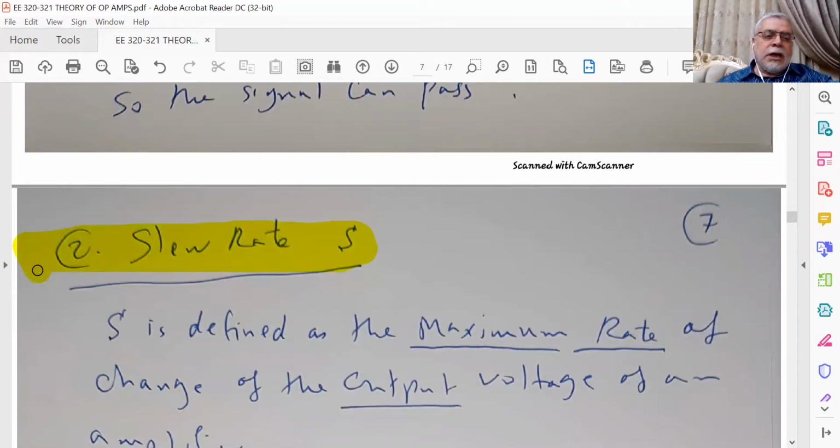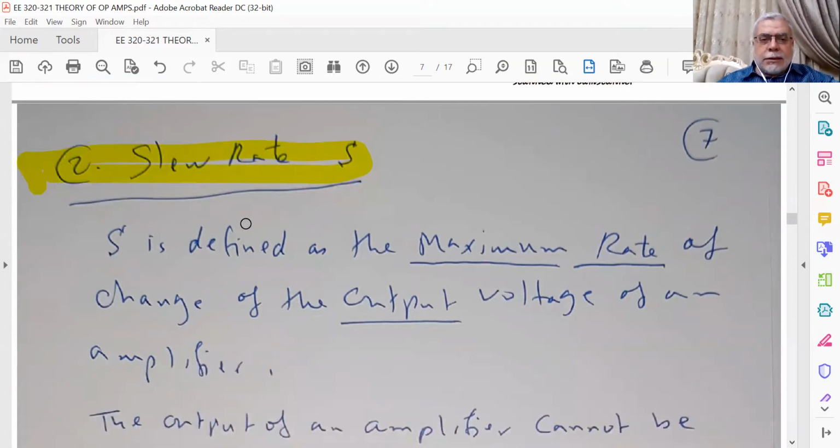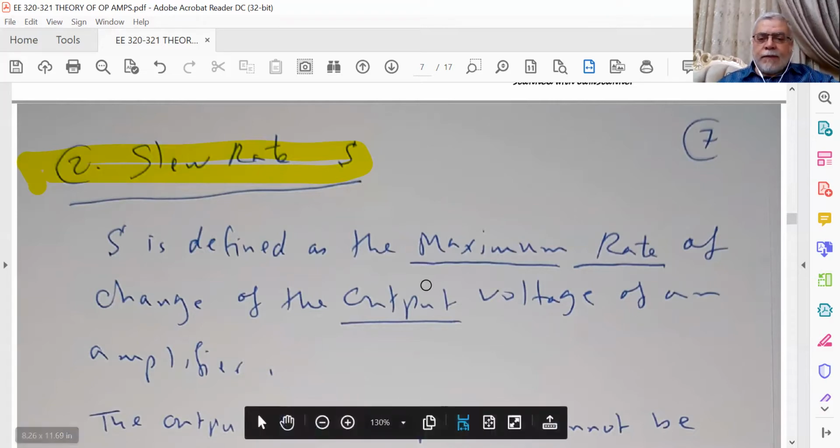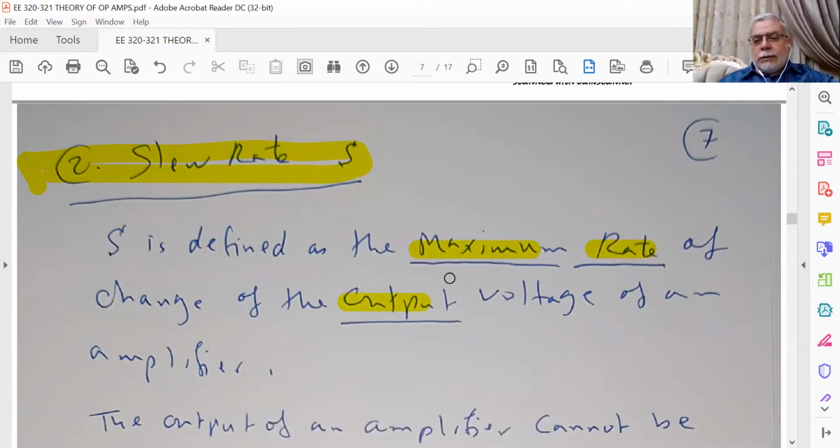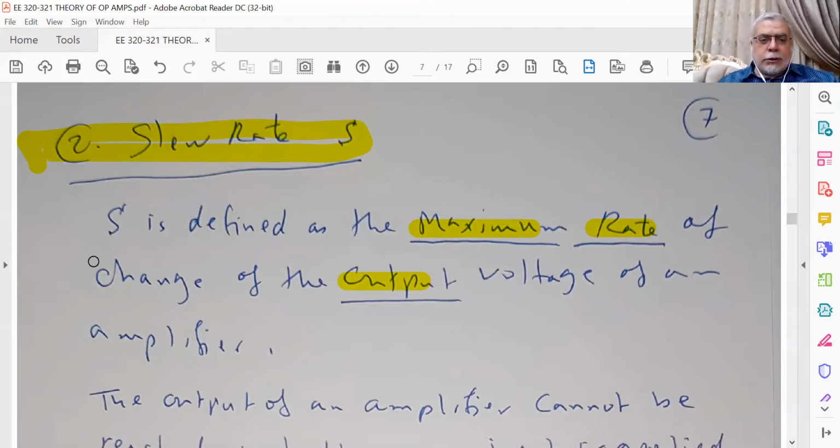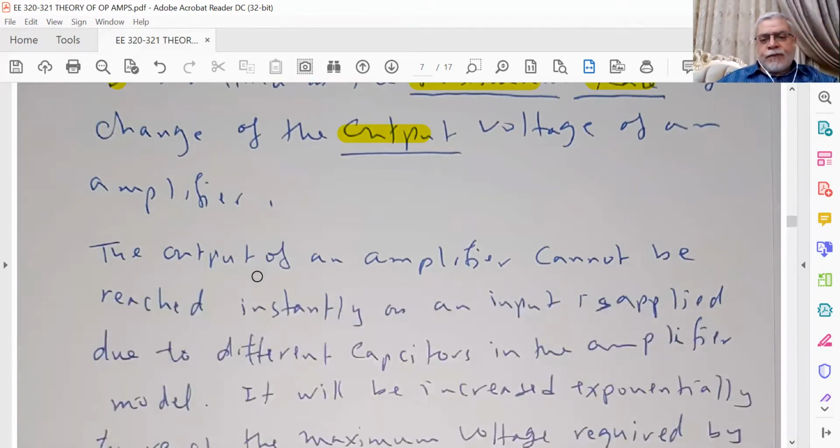Now, the second limitation is the slew rate. The slew rate S is defined as the maximum rate of change of the output voltage of an amplifier. Notice, the maximum rate of change of the output voltage. So first, maximum. Rate of change is delta V by delta T, and output, so delta VO by delta T maximum. Also S will be delta VO by delta T maximum, or dVO by dt maximum.